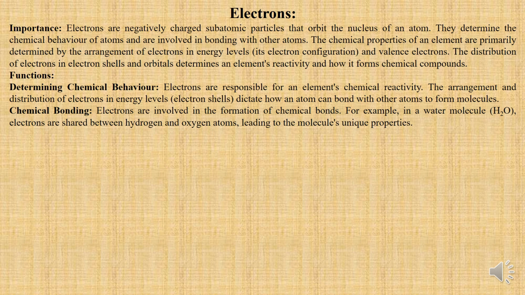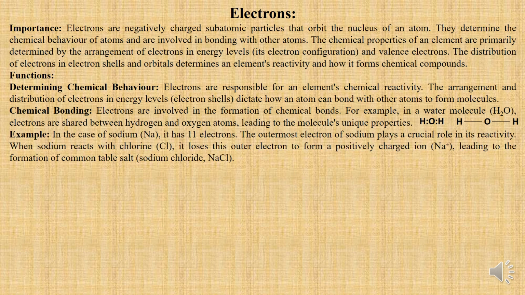And about chemical bonding, electrons are involved in the formation of chemical bonds. For example, in water molecule, electrons are shared between hydrogen and oxygen atoms, leading to the molecule's unique properties. So in case of water molecule, you can see that electrons are equally shared between hydrogen and oxygen atoms. And thereby the oxygen atom is covalently bonded to two hydrogen atoms.